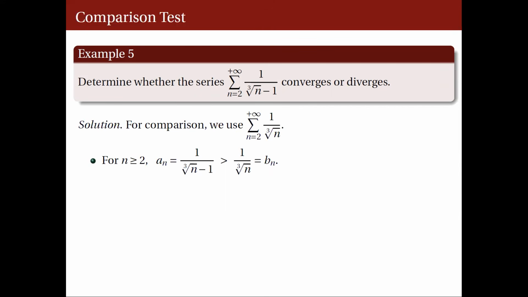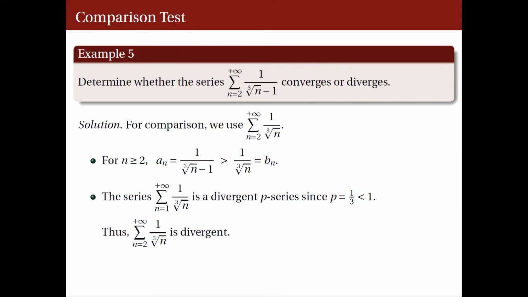We set a sub n to be 1 over cube root of n minus 1 and b sub n to be 1 over cube root of n. Dahil mas maliit ang denominator ni a sub n kaysa kay b sub n at parehong positive ito for n greater than or equal to 2, we have a sub n greater than b sub n. Ngayon naman, yung series na summation from n equals 1 to infinity of 1 over cube root of n ay divergent dahil ito ay isang p-series with p equal to 1/3 less than 1.